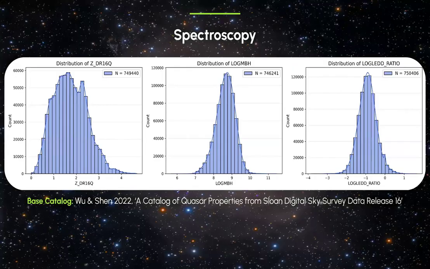Okay. And also we use spectroscopic data in our analysis. We get it from this Wu Shen 2022 catalog, which, as they describe, is a catalog of quasar properties from SDSS DR16. Here you can see 3 histograms that are basically the 3 things in our title, right? You have the redshift distribution here, the black hole mass, and Eddington ratio. You can see that we have 650,000 objects on this catalog.